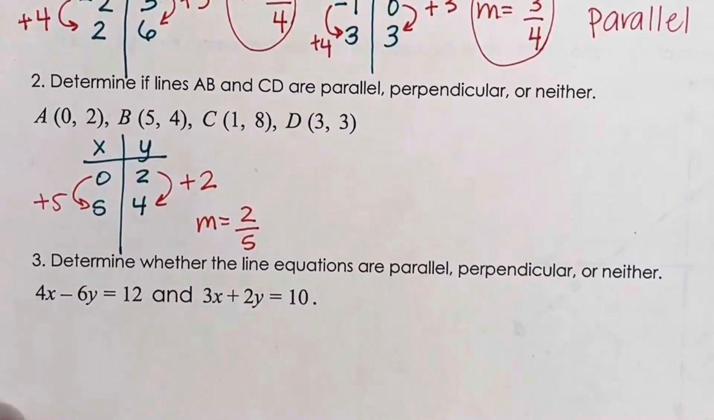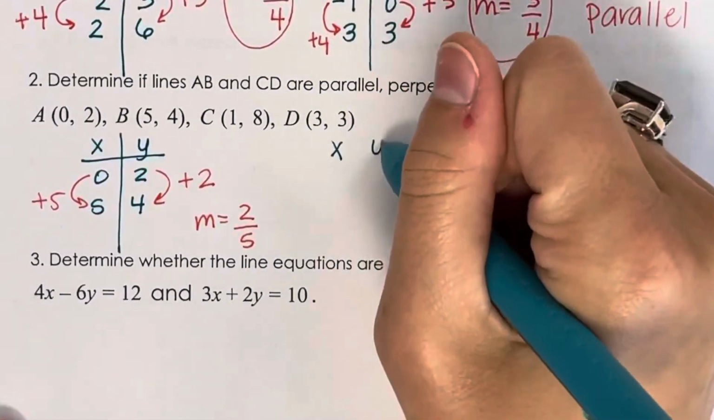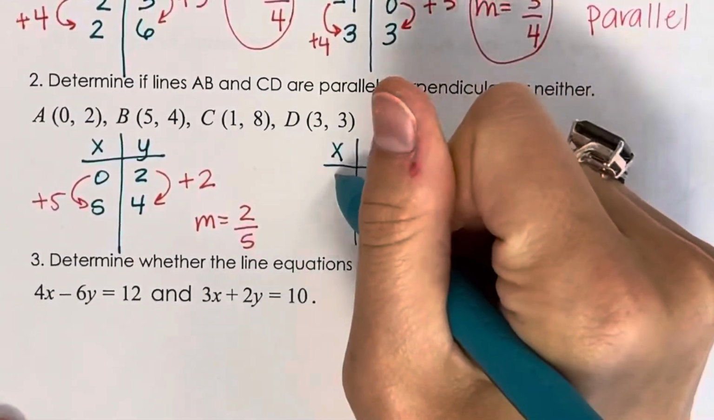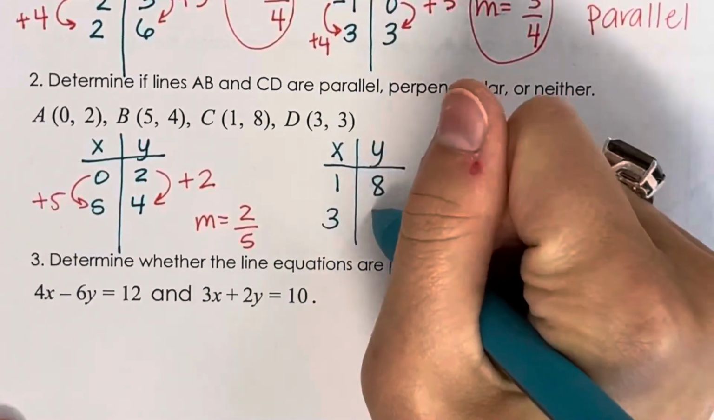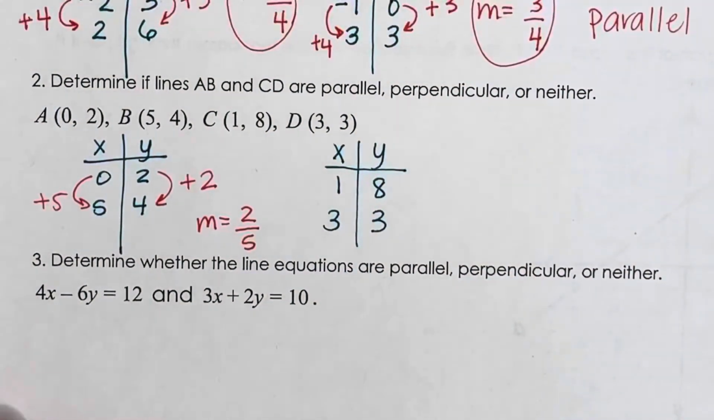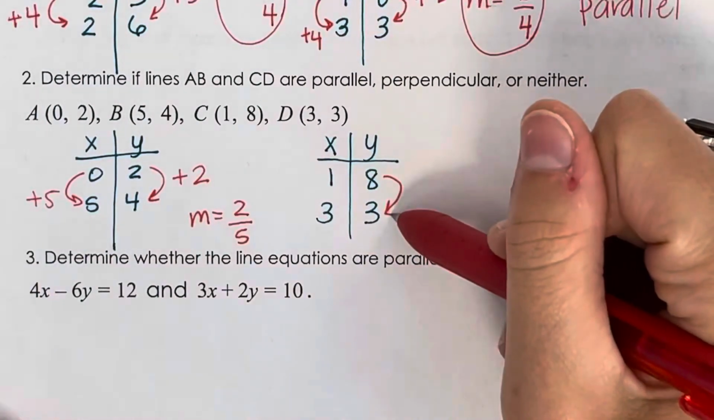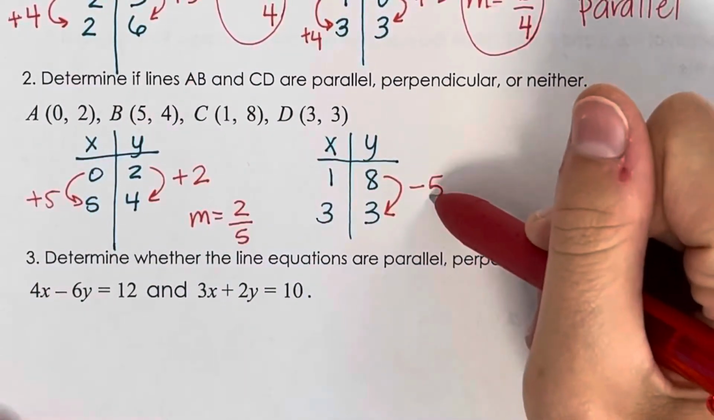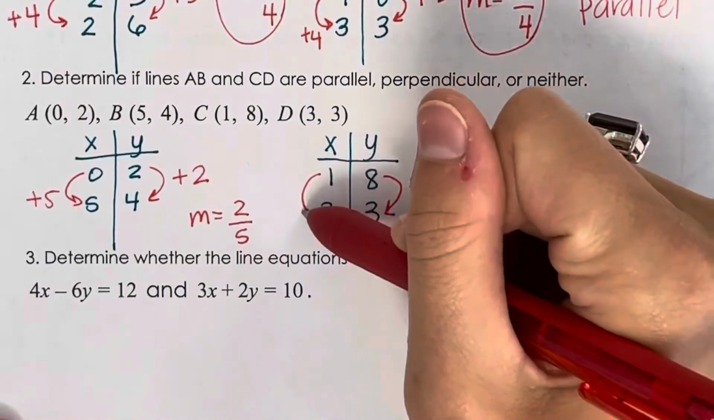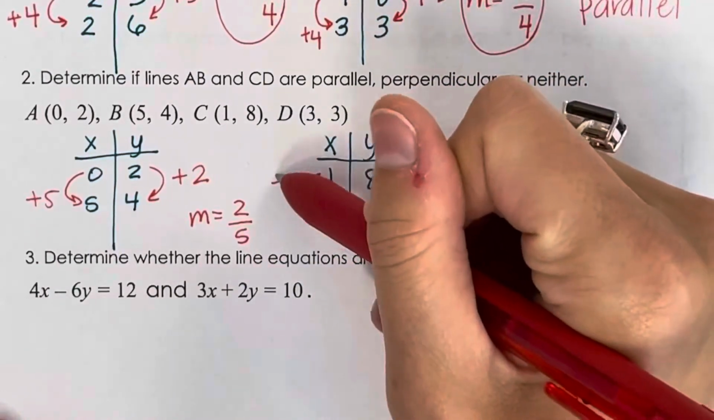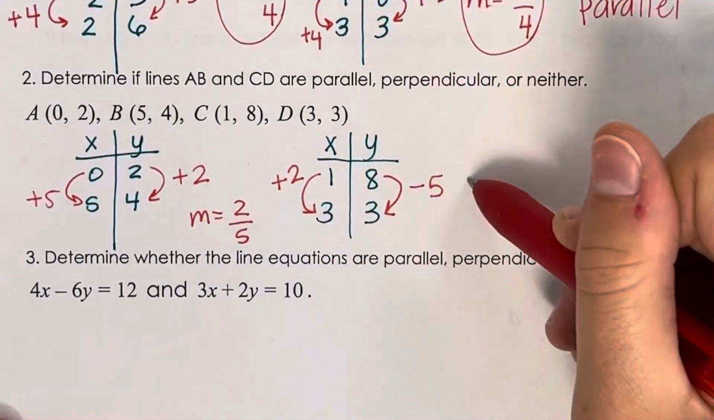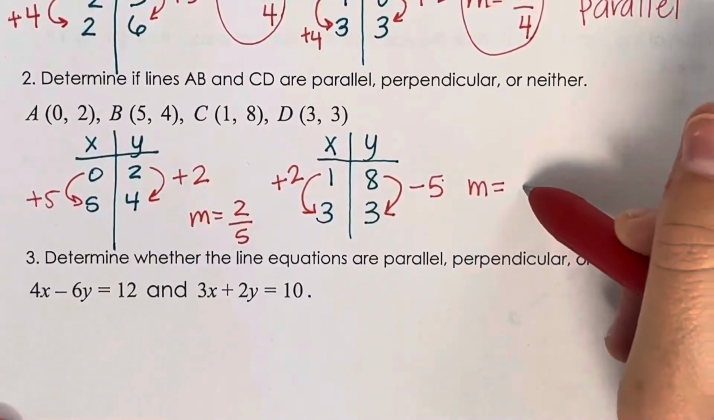For segment CD, I make my xy chart: 1, 8, 3, 3. Now I do the same thing. My change of y, to get from 8 to 3, I have to subtract 5. To get from 1 to 3, I have to add 2. So my slope for this problem is negative.